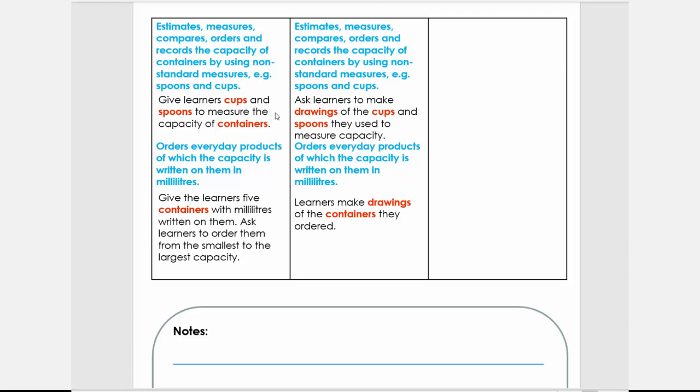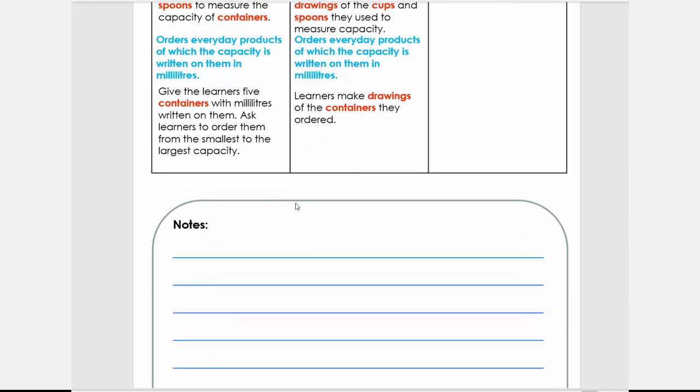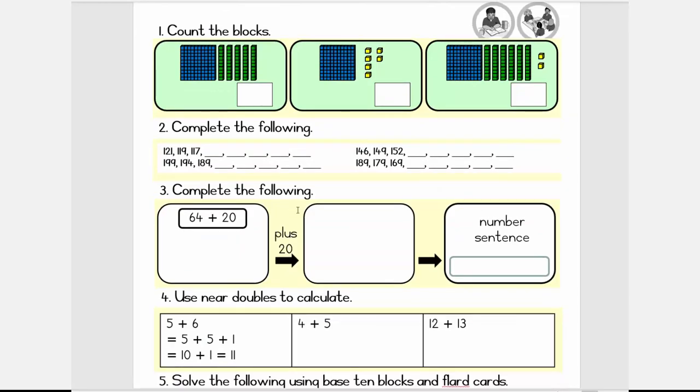Then lastly, very practically, we're going to use cups, spoons, and containers. We're going to look at milliliters. Remember, here they do it physically. Here they can make drawings of what they have done on the concrete level. Then we're going to look at the worksheet. It covers everything that we've spoken about before.